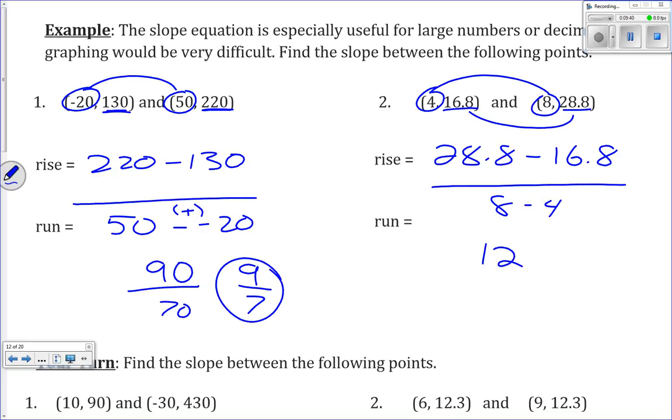Right? Double check me, make sure I'm right. And 8 minus 4 is 4. 12 divided by 4, hopefully we all know that that is 3. We always, always, always reduce our fractions. 12 divided by 4 is 3. Okay?